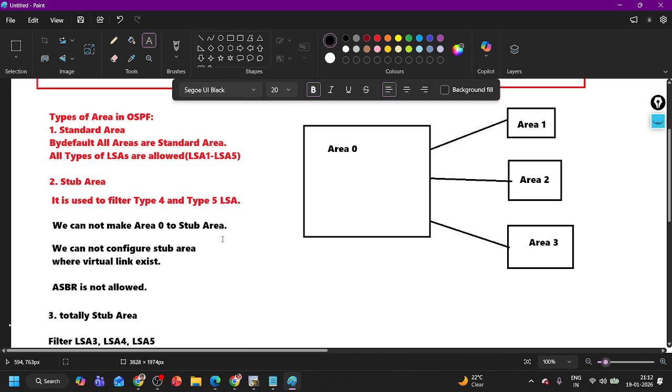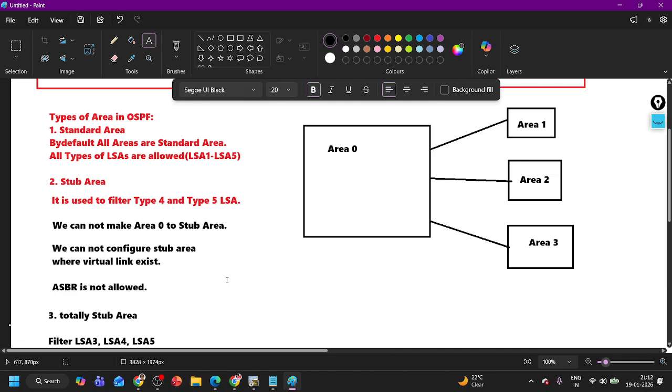Only you will have LSA 1 and LSA 2. Again, in a totally stub area also, an ESBR router should not be there. You cannot configure the backbone area as a totally stub area. So actually stub and totally stub are both the same. One is filtering LSA 4 and 5, one is filtering LSA 3, 4 and 5.